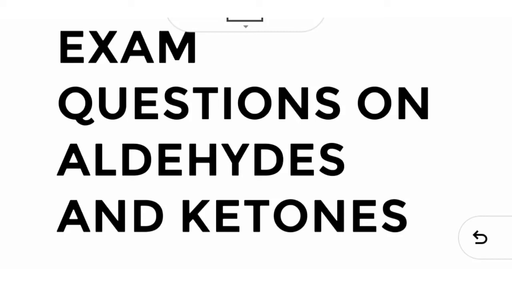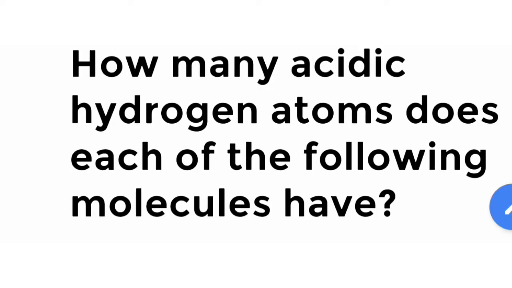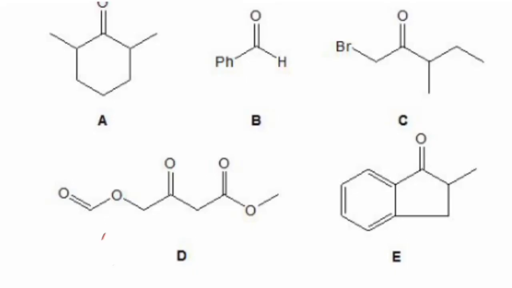In this video, we want to look at some exam questions on aldehydes and ketones. This is our first question, and it reads: how many acidic hydrogen atoms does each of the following molecules have? So let's look at these molecules that this question is referring to.